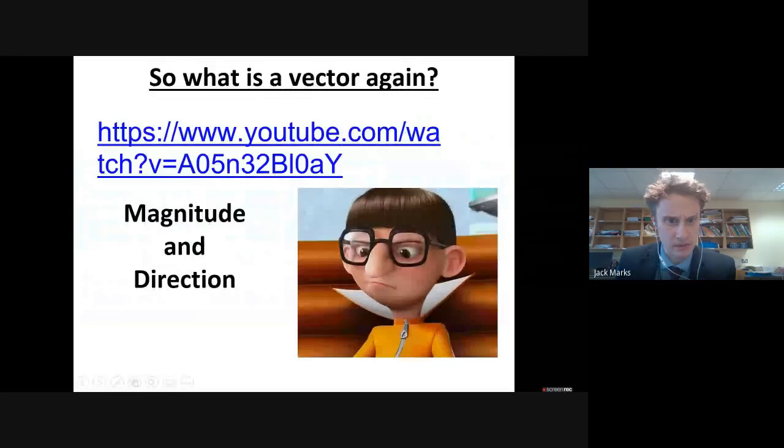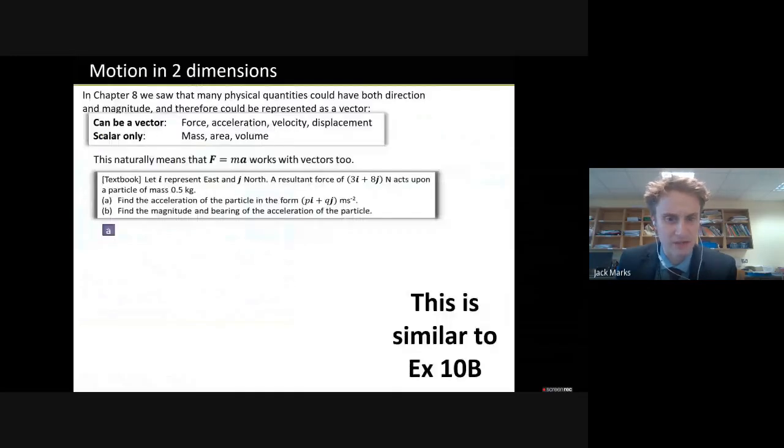We've talked about this a little bit already. We've introduced ourselves to F equals ma in the previous section. So F equals ma works with vectors too. F being something you can use as a vector, and a being something you can use as a vector. So let's have a look at this example.